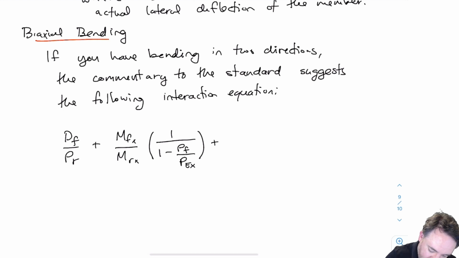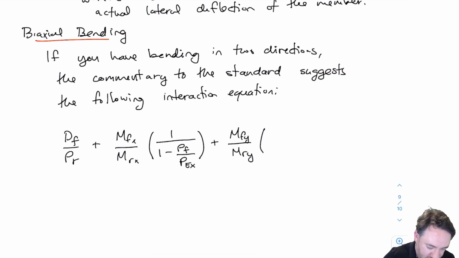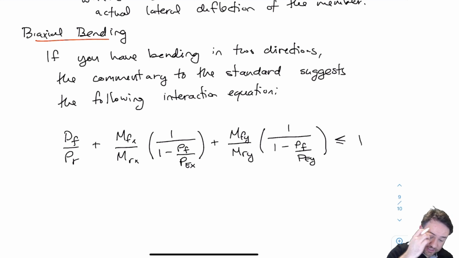And then you're going to do the exact same thing for the Y direction, with however you determine what the Y direction is, whether that's the strong axis or the weak axis, because it doesn't really matter because this equation is the same for both. 1 minus, we have the same thing, PF divided by PEY this time. And then all of this together has to be less than or equal to 1. So it's basically the same exact equation, now adding an extra term for the Y bending.